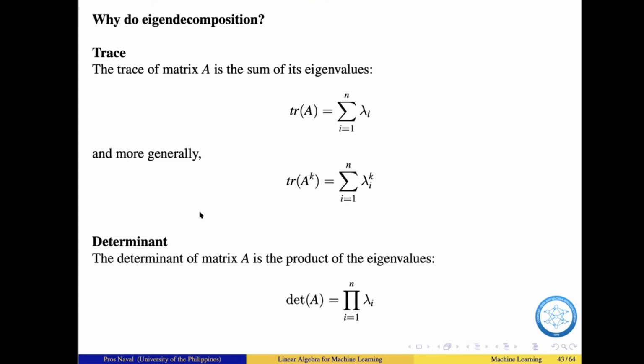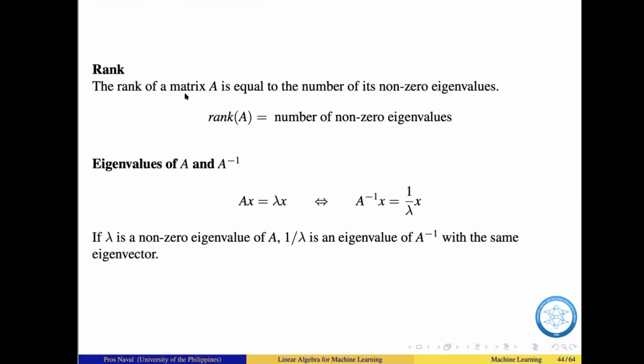How about the determinant? It's very complicated to get the determinant of a matrix, right? If you have a matrix that's 10 by 10, try doing that by hand and you'll go crazy. But if you're going to use eigenvalues, you can very easily compute the determinant of that matrix. It is simply the product of the eigenvalues of the matrix. So that's why we do eigendecomposition. We want to compute the trace, the determinant, the rank. The rank of a matrix is equal to the number of its non-zero eigenvalues.